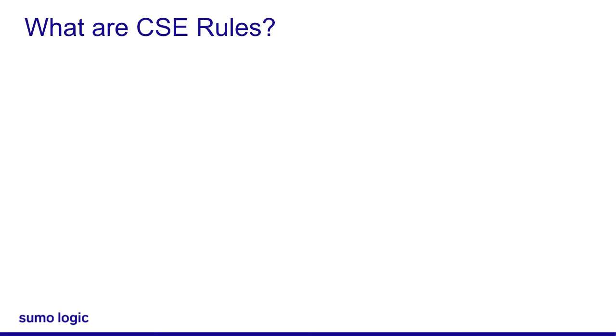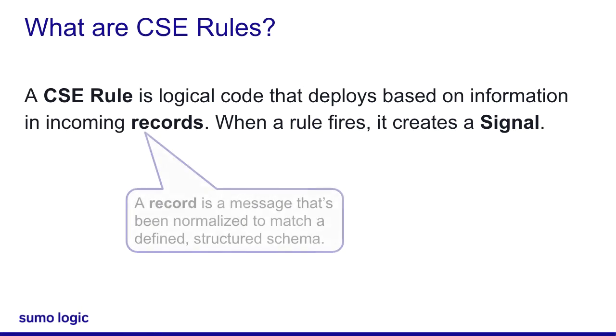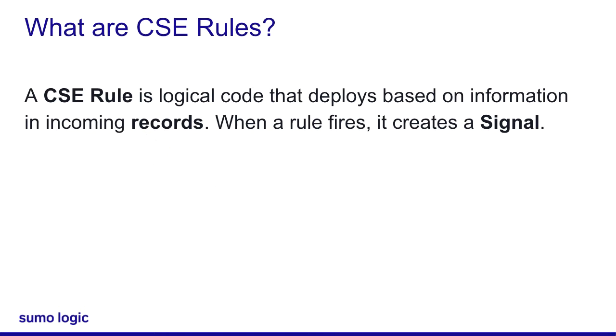Not really. I saw this definition in the docs. A CSE rule is logic that fires based on information in incoming records. When a rule fires, it creates a signal. Yeah, that definition has a lot of jargon. Let's break it down. First, a record is a message that has been normalized to match a defined, structured schema. Like how every log message uses a different timestamp, a record will normalize them all to one timestamp standard. Great example. CSE would convert your timestamps to the same standard.